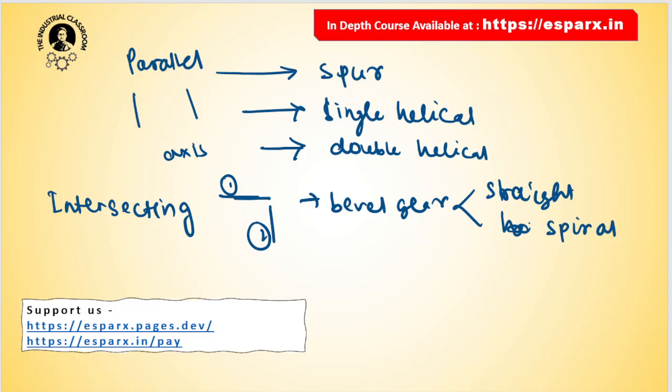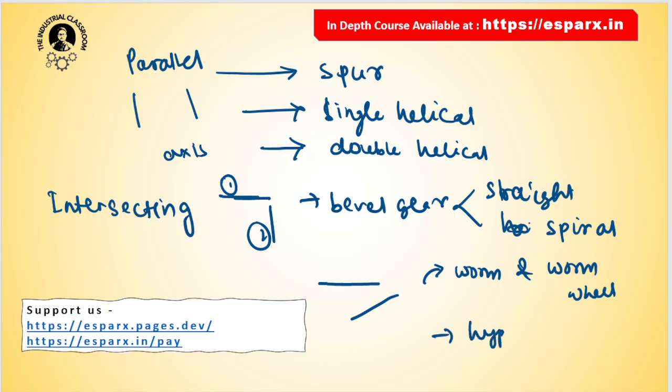And there is another type of shaft which are non-intersecting, means they do not intersect with each other and they are neither parallel. So for example, like the worm gear, worm and worm wheel. Okay, then there are hypoid. We will learn about all of this one by one with animation.